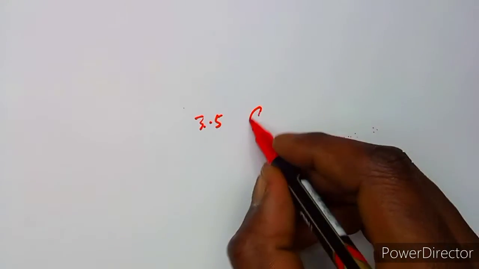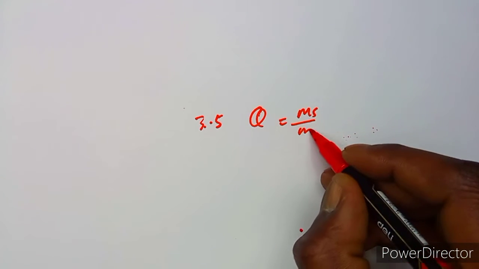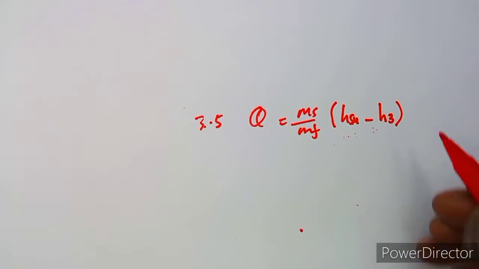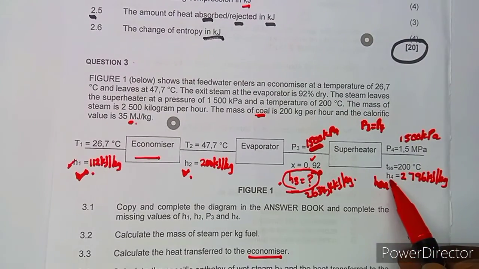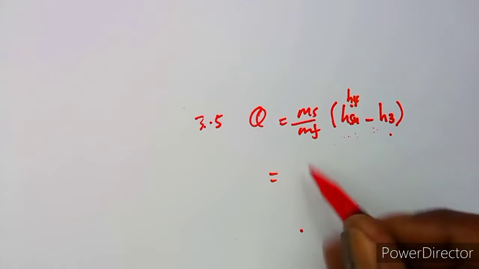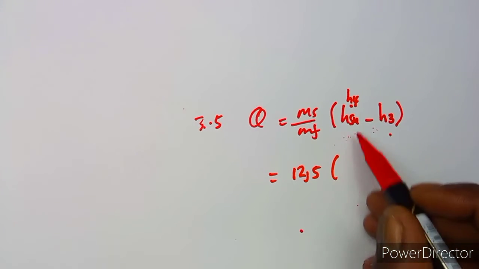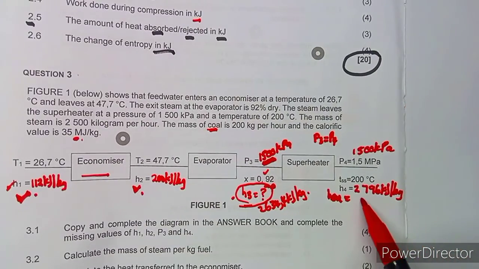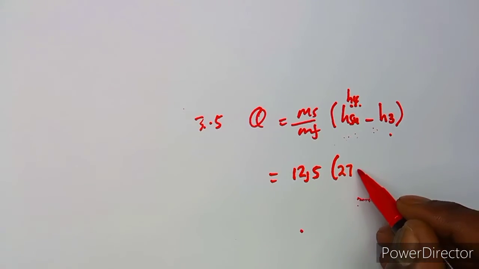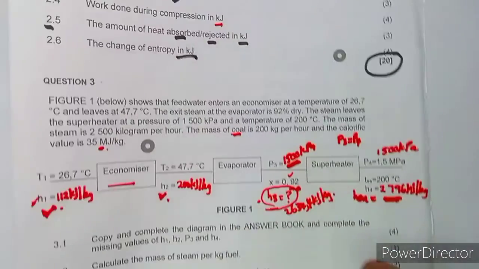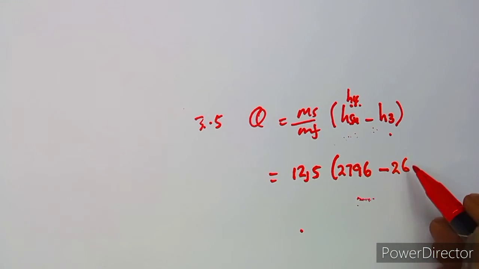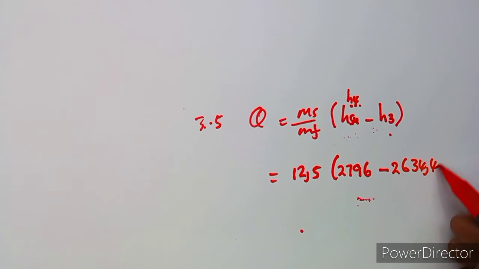Which other part am I talking about? That is ms over mf times, now it's H sup minus H3. Our H sup is H4. So it's H4 minus H3, just like that. And this was 12,5, H sup, which is our H4. Remember, we got this before, which was 2796, minus H3, which is the one that we just calculated now, 2634,4, just like that.